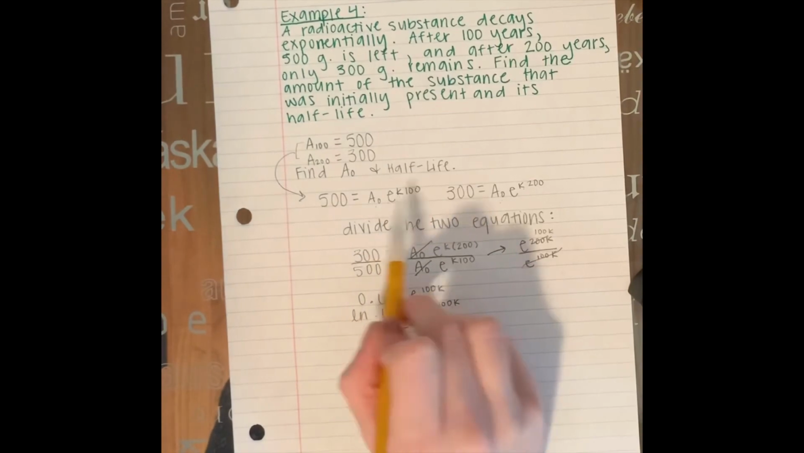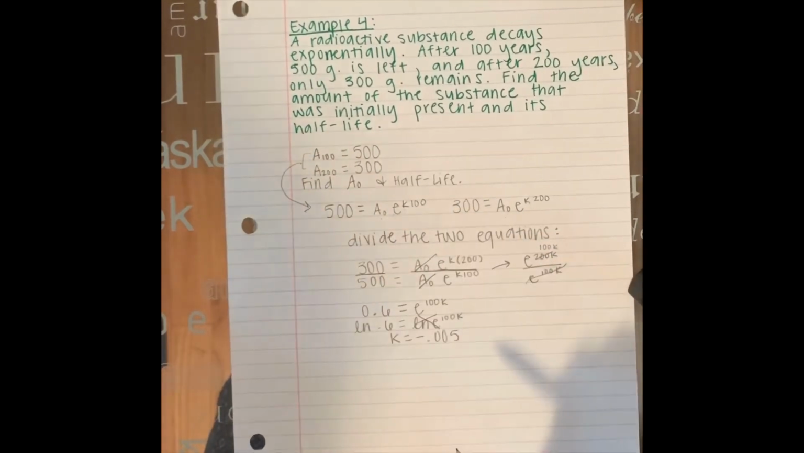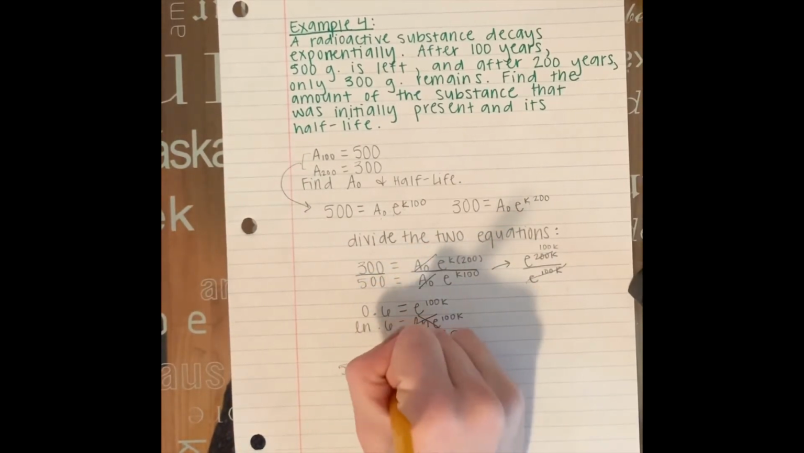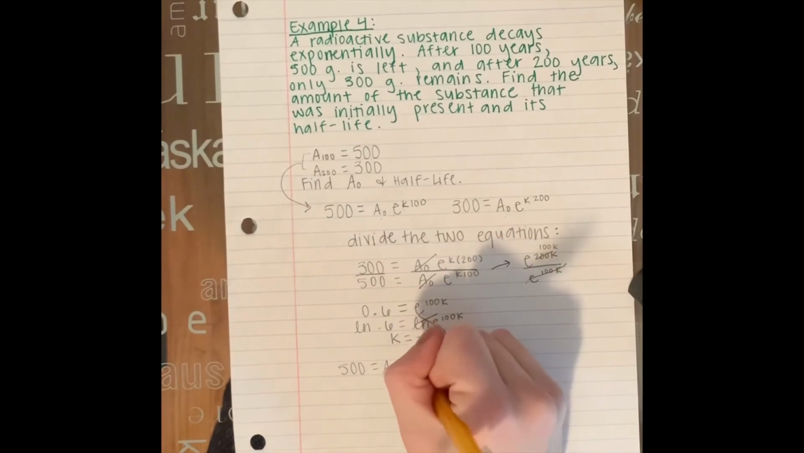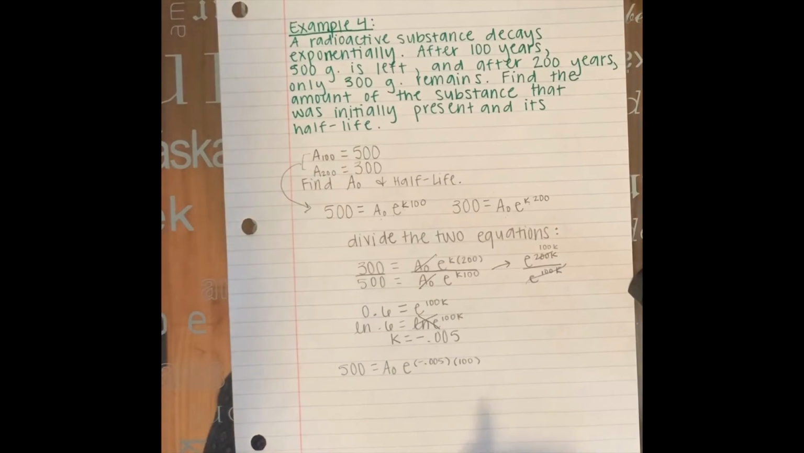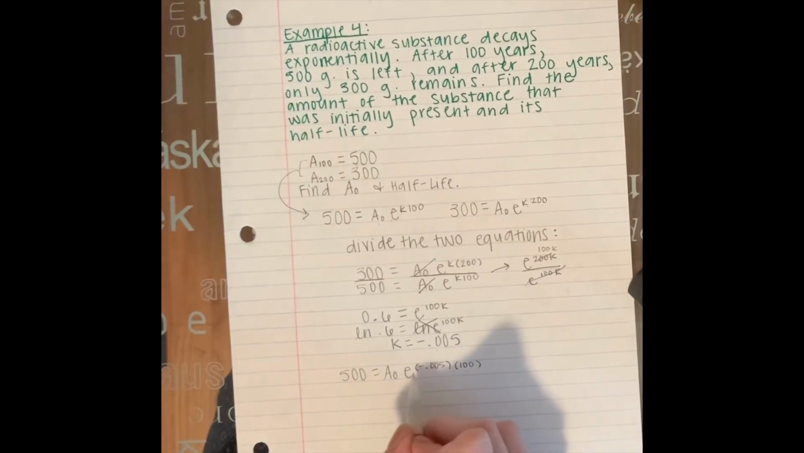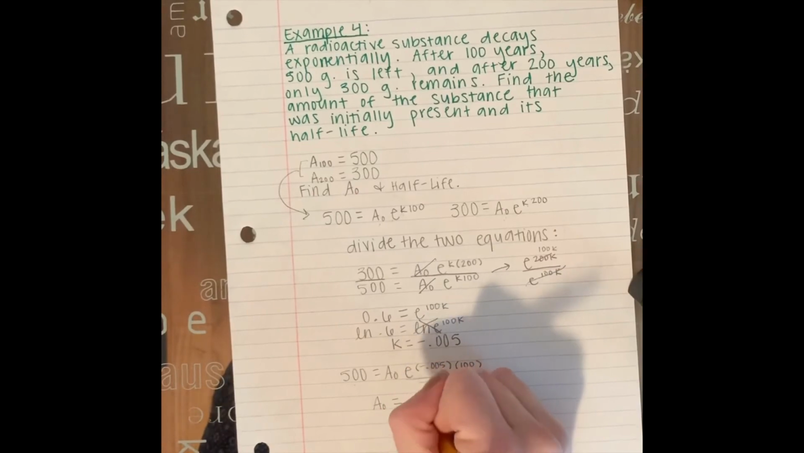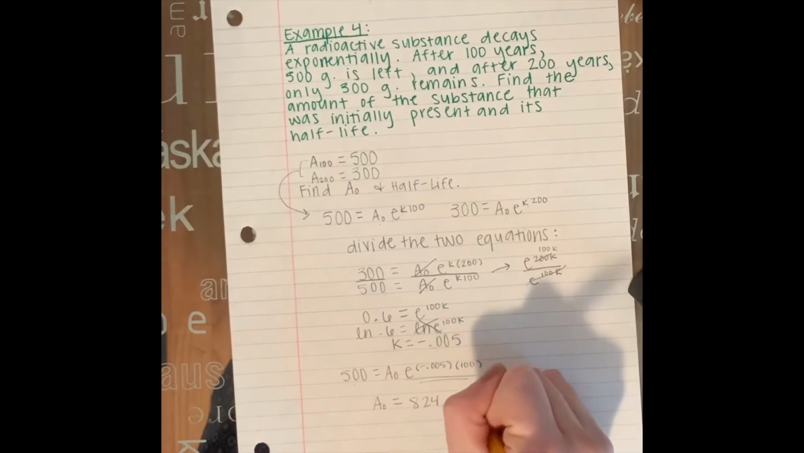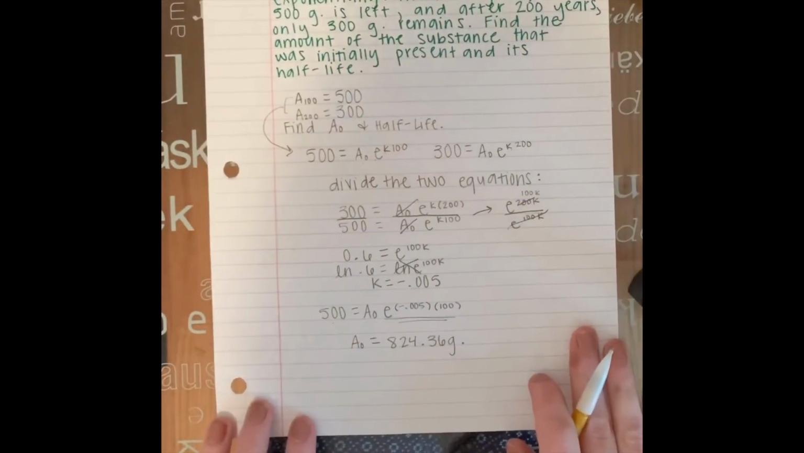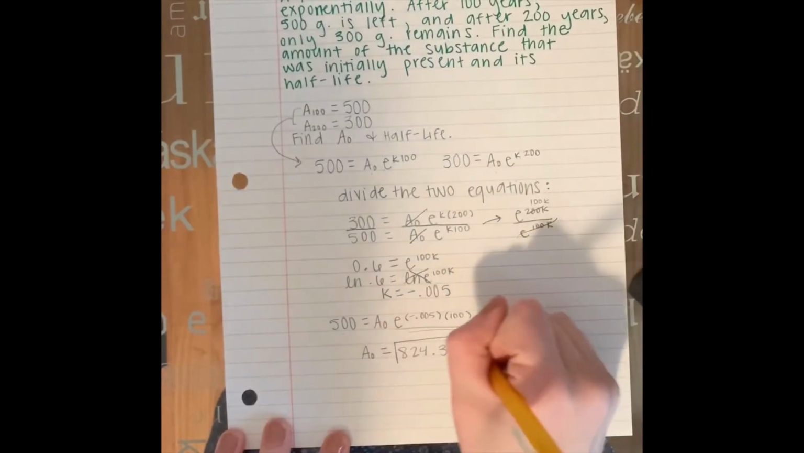Now we can actually plug it back into either one of these equations to figure out our original amount. So let's just plug it into the first one. 500 equals A0 e to the negative 0.005, 100 is our t for that one. So we'll do that on the calculator, divide 500 by whatever this is. If you do it correctly, you should get 824.36 grams as your original amount. So that's one of our answers right there.